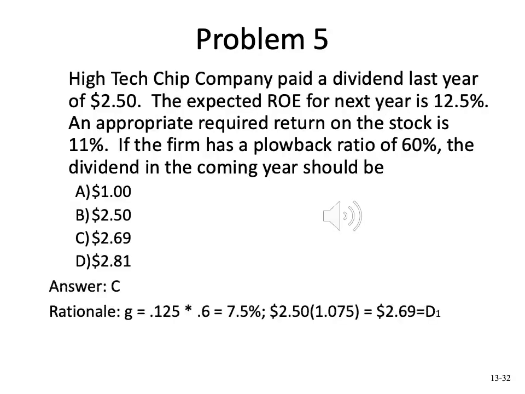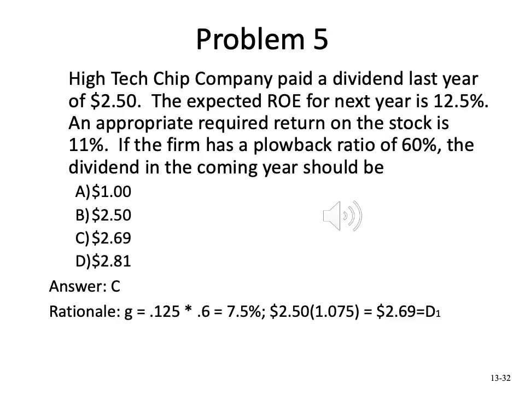A high-tech company paid a dividend last year, $2.50. So the words here, paid and last year, mean this is D0. So D0, the dividend you received, $2.50. The expected return on equity, 12.5%. Appropriate required rate of return on the stock is 11%. Plowback ratio, 60%. What is the next period dividend?